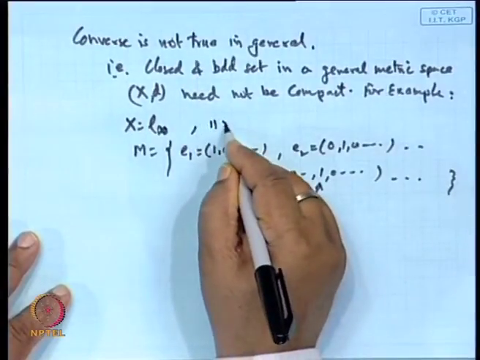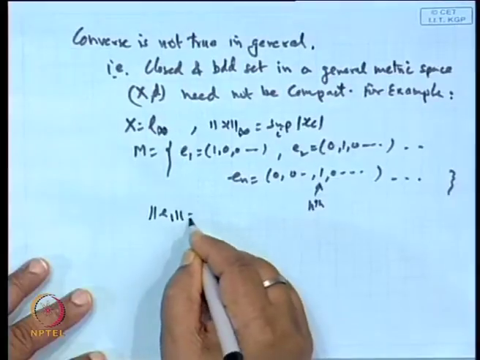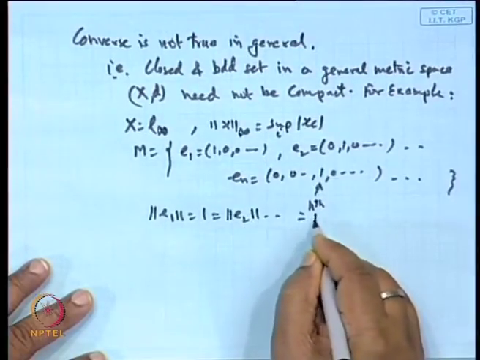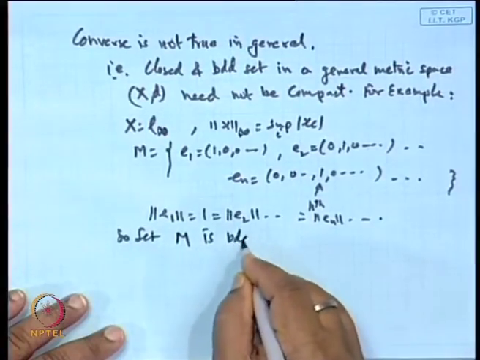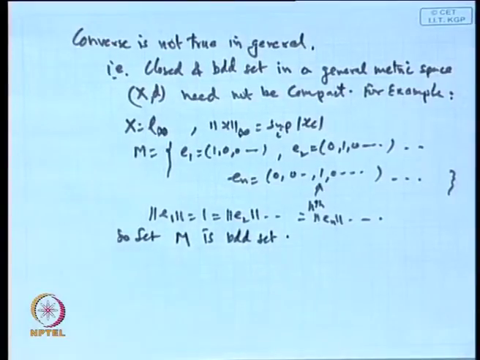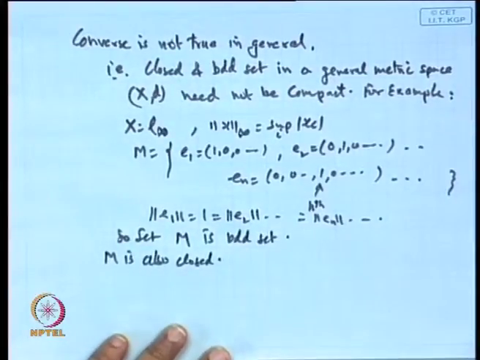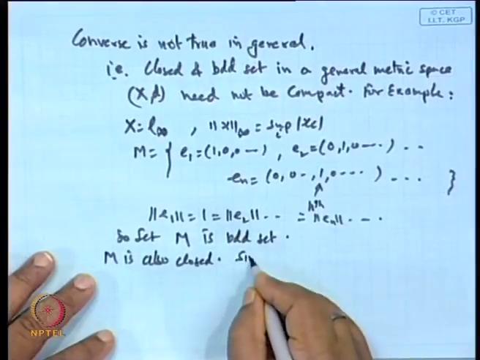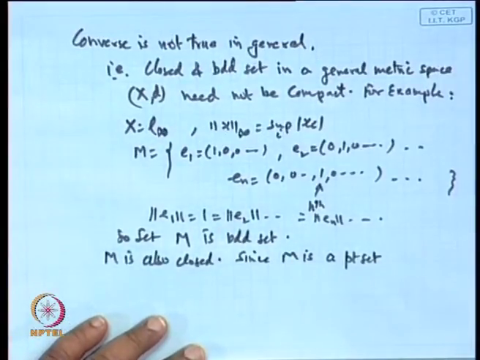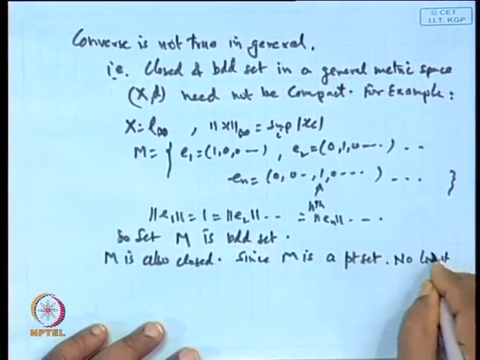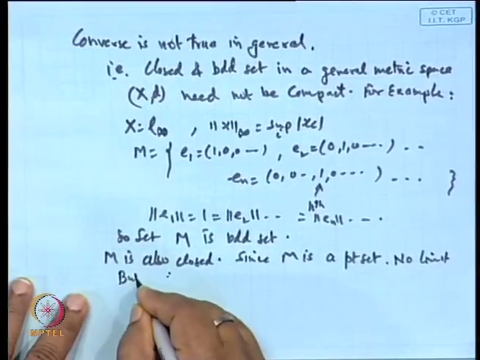Now, the norm is defined in terms of the supremum over i, so each e_n has norm 1. It means the set M is a bounded set. Clear? M is also closed. Why? Closed means all of its limit points must belong to it. But the set M is a point set, meaning each e_n is a point only, so they don't have any limit point. So M is closed.